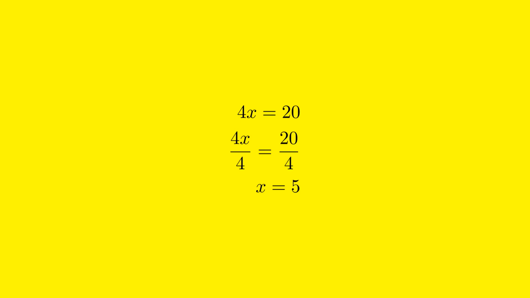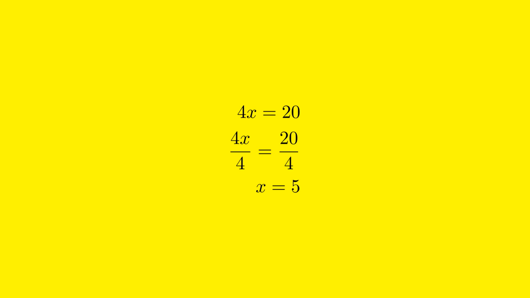In step 2, we continue to isolate the variable x. We start with the new equation from step 1, which is 4x equals 20. Our goal now is to solve for x by isolating it completely. Currently, x is being multiplied by 4. To undo this multiplication, we will perform the inverse operation, which is division. Since x is multiplied by 4, we will divide both sides of the equation by 4.